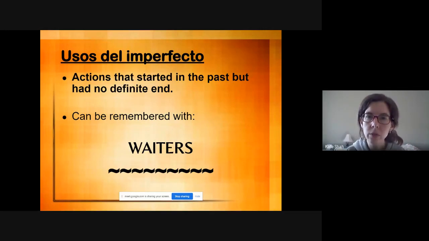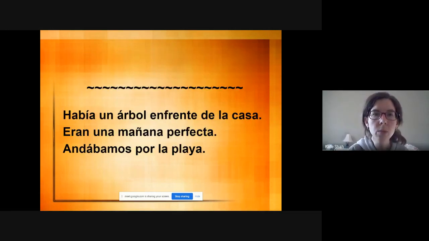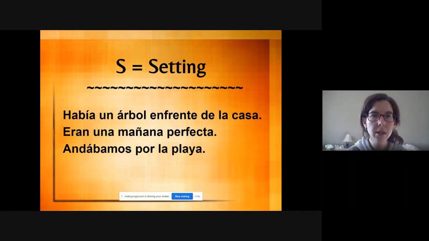And I'm going to go through each one of those uses. I will go through them out of order. So follow along with me and write them on your chart. The most important thing is S, which is setting the scene. It's again going back to that idea that the imperfect did not have a distinct beginning or end. For example, había un árbol en frente de la casa. There was a tree in front of the house.